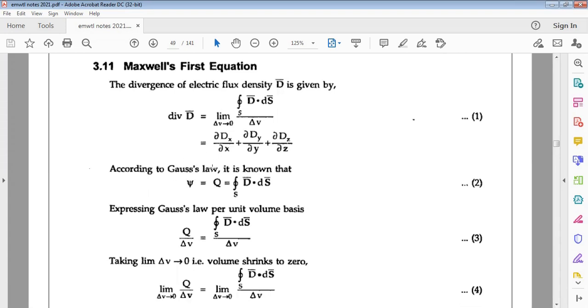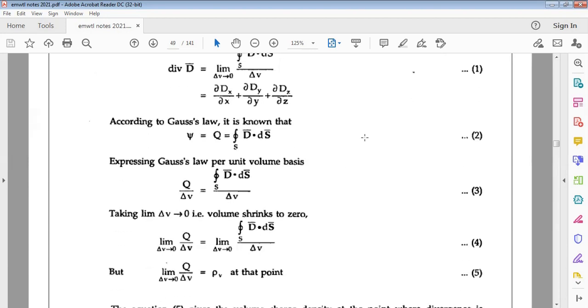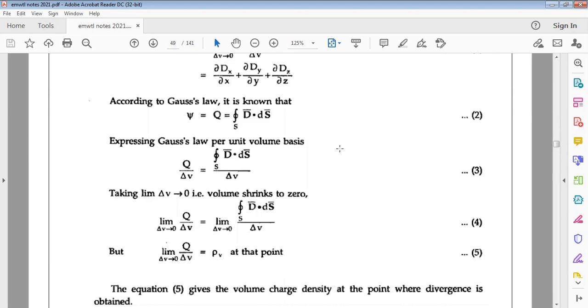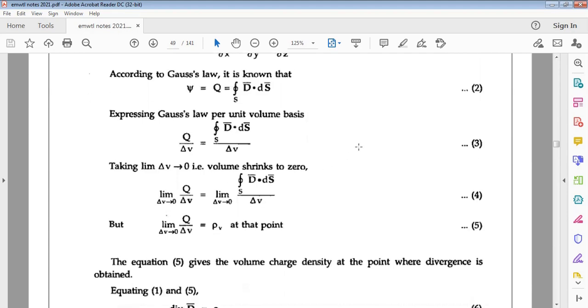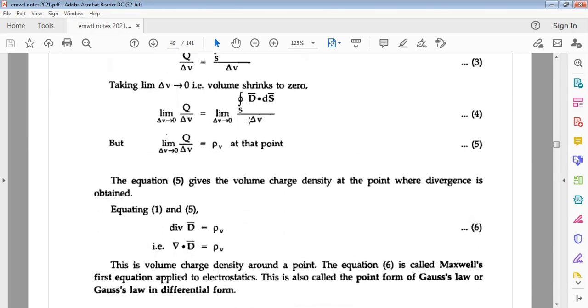We know according to the Gauss law, the psi is equal to Q, and Q is equal to integral D bar dot ds bar only. Okay. So forget about the limit delta v tends to zero and Q by del V. Simply saying that the point form of the Gauss law of electric field is del dot D bar is equal to rho v. How it is, let us see.